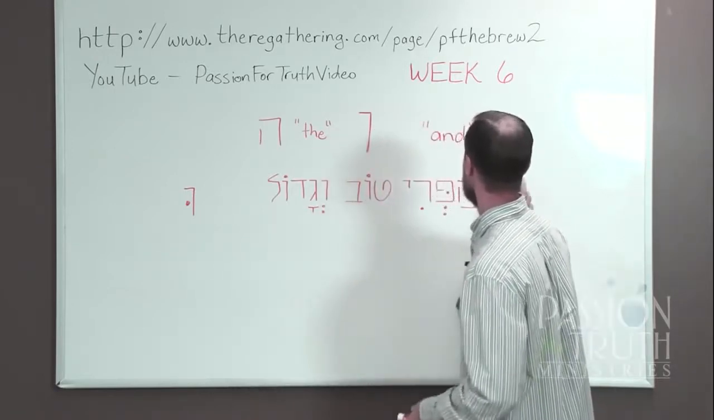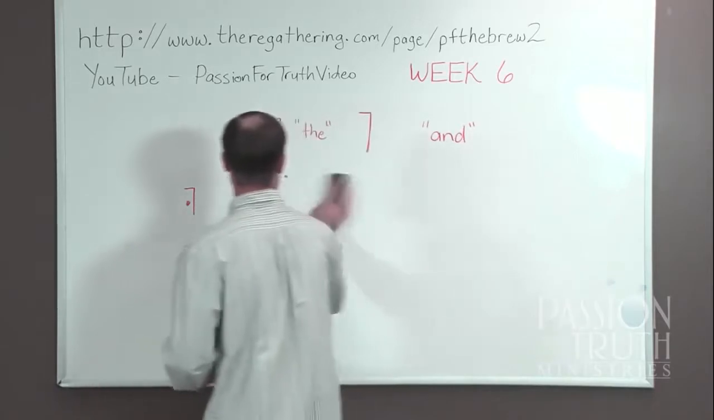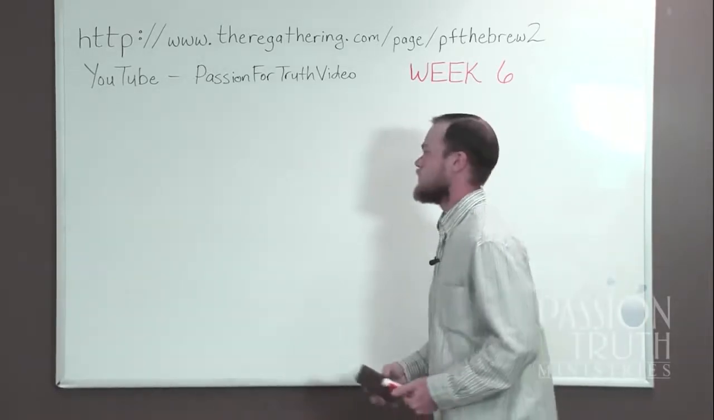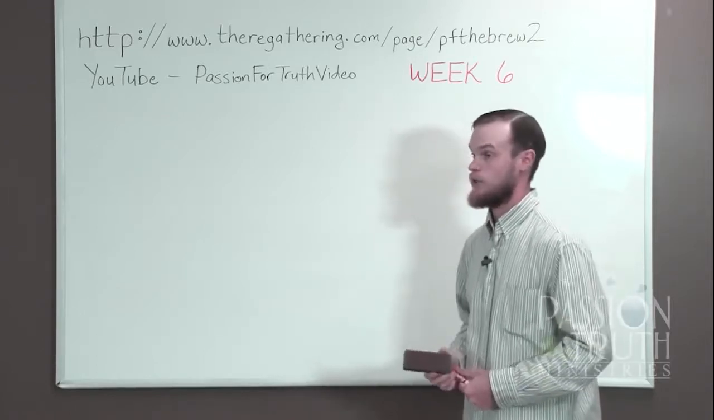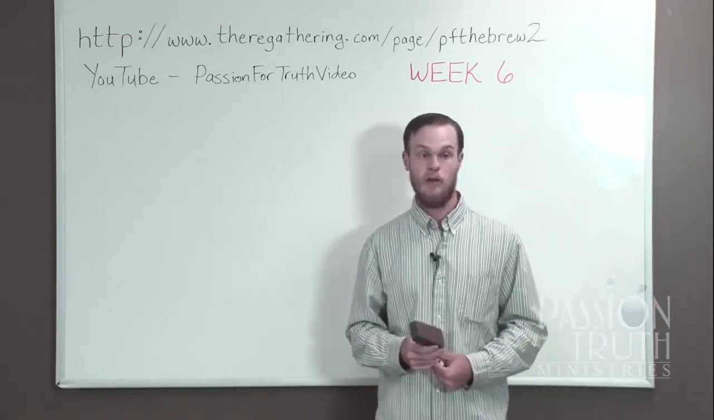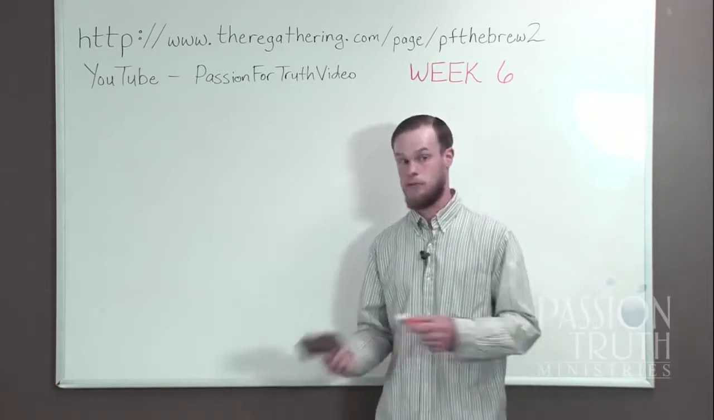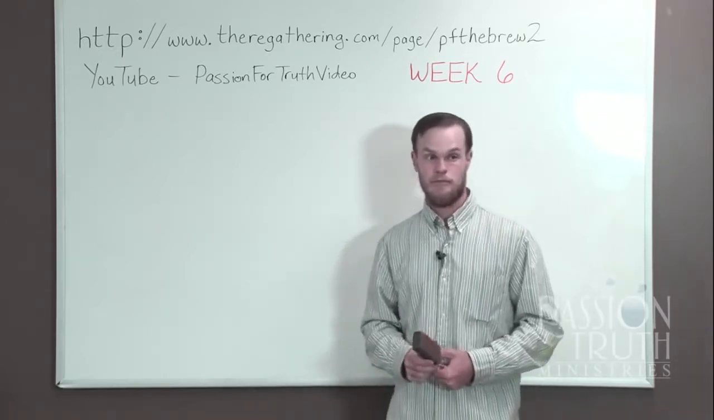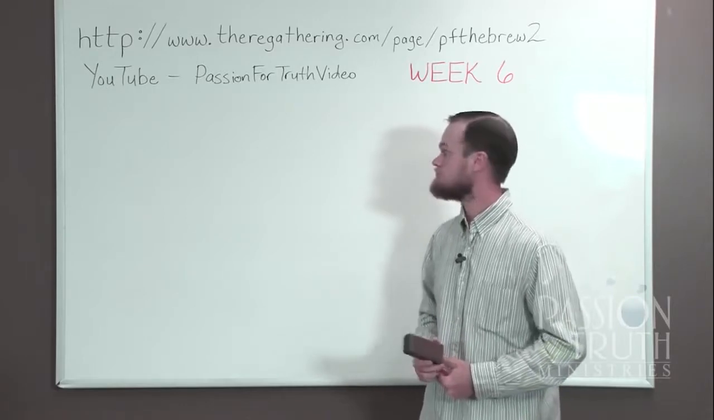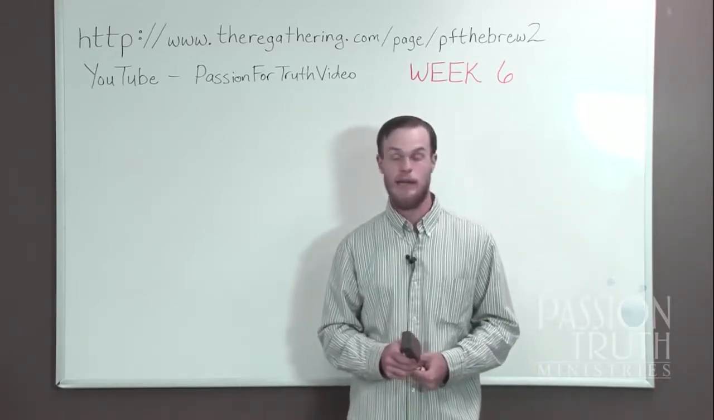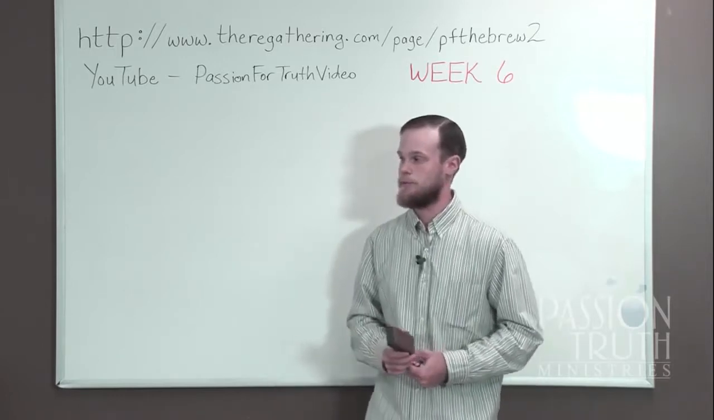All right. Well, just to recap, we covered the 5 prepositions today. Kamo, which means like. Al, which means upon. Tachat, underneath. El is toward. Min is from. We covered those prepositions, what they mean, and the vav prefix, which means and. Okay, any questions about anything else before we wrap up?